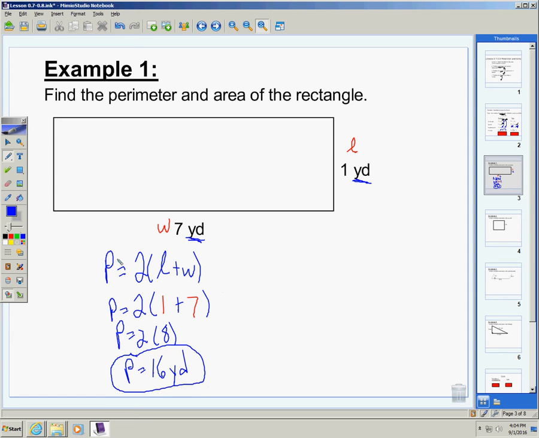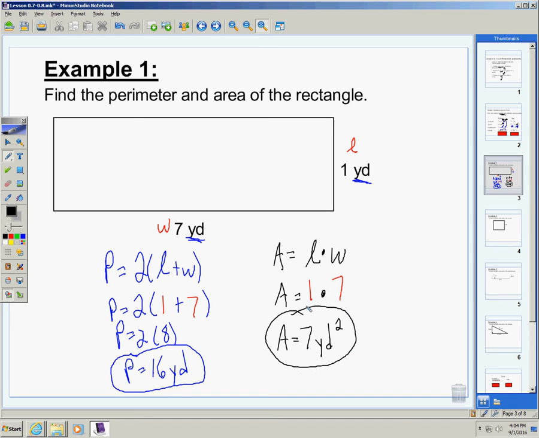For area, I'm going to use my formula, and that's just length times width. And when I go to do that, it's pretty easy. I just plug in my length and my width. My length is 1, my width is 7, and now I find out the area is 7, and add my label back in at the very end, yards squared. Why do I have to square this label? Well, I was finding area, and area is in square units, so it is 7 square yards, or you can read this as 7 yards squared.